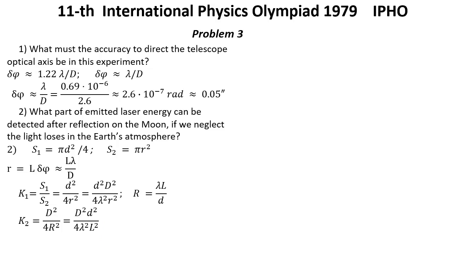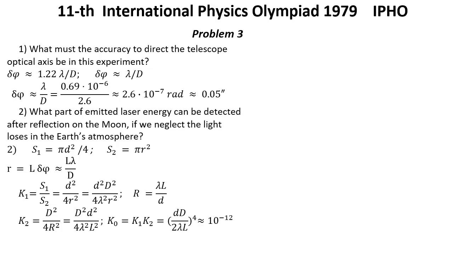And the part K0 of the laser energy that got into the telescope after having been reflected by the reflector on the Moon equals K0 equal K1 multiplied by K2, or approximately 10 power negative 12. That was solution for question number 2.